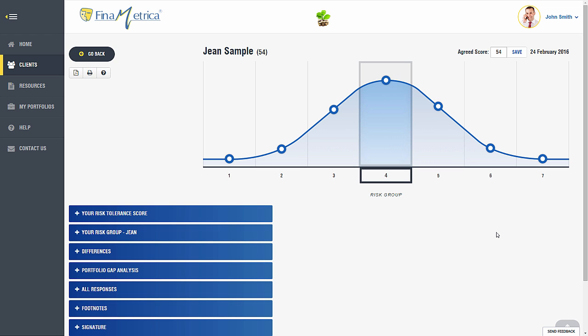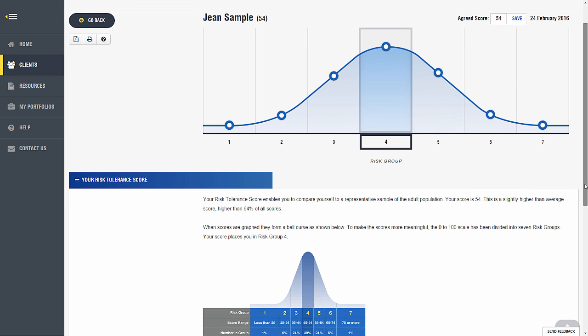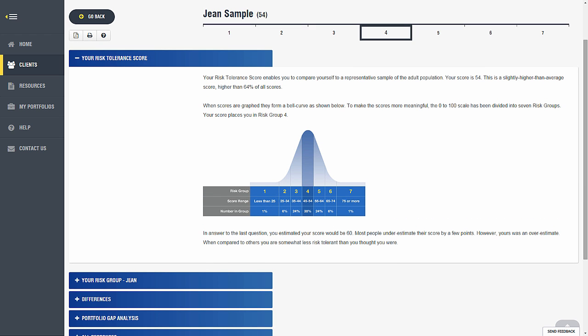First, have your client read through the report. When they're done, ask whether the report accurately describes them, particularly the score. If there was a large difference between their self-estimate and the score, your client may have difficulty accepting the score.